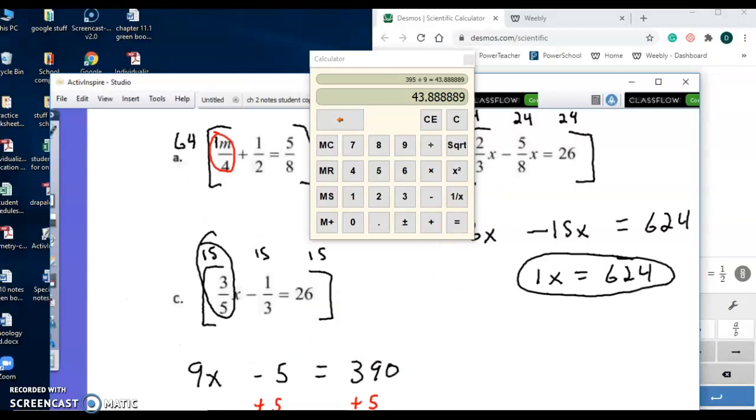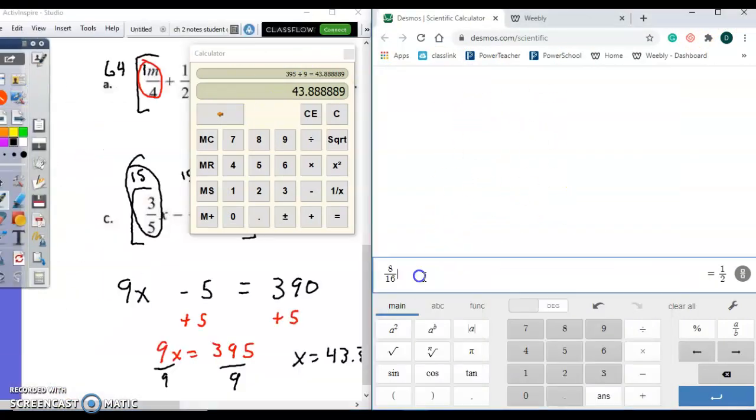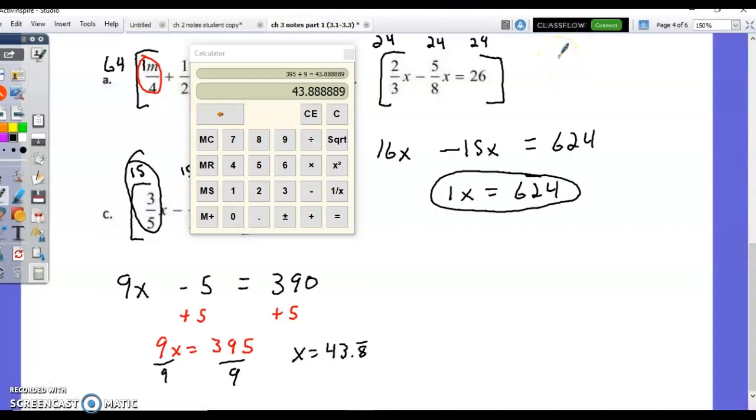Now, if we want to make that a fraction, let's go back to our trusty calculator here. What is 395 divided by 9? It's just 395 over 9, but it doesn't reduce. So we could, theoretically, call it this, or x equals 395 divided by 9, either one.